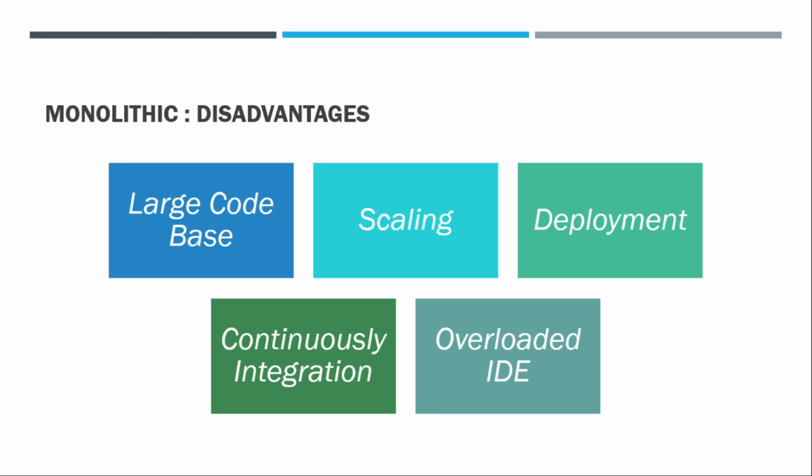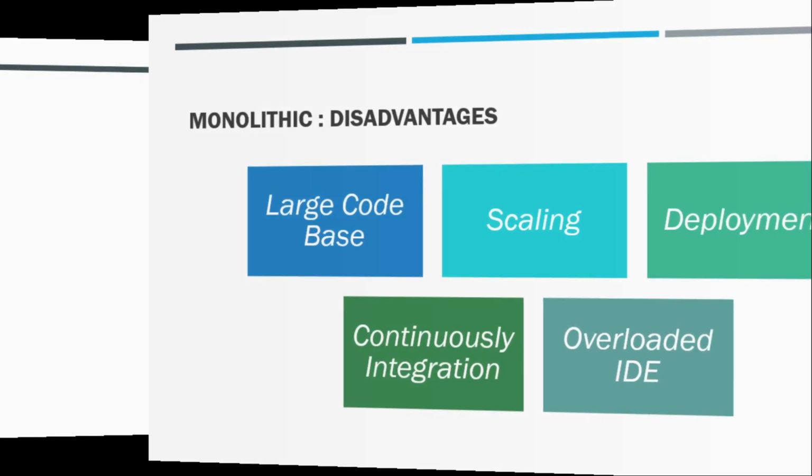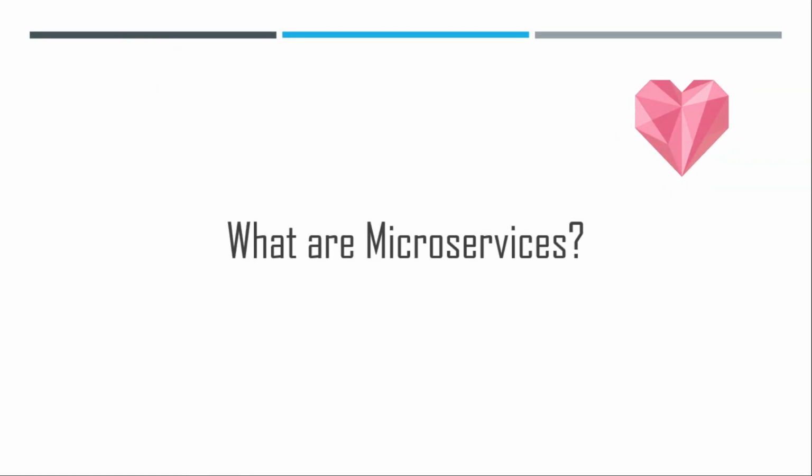And what about the overloaded IDE? If the code and its libraries are huge in number, it will definitely result in slowness of the IDE and impact its performance. So till now we have seen the monolithic architecture. Now let's see what microservices are and how they solve all the problems of the monolithic architecture.